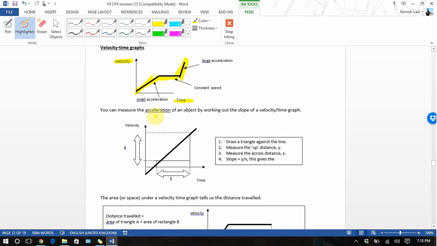So the gradient of this graph tells you the acceleration. The slope of this graph tells you the acceleration. So again, y divided by x, that tells you the acceleration, how steep it is.